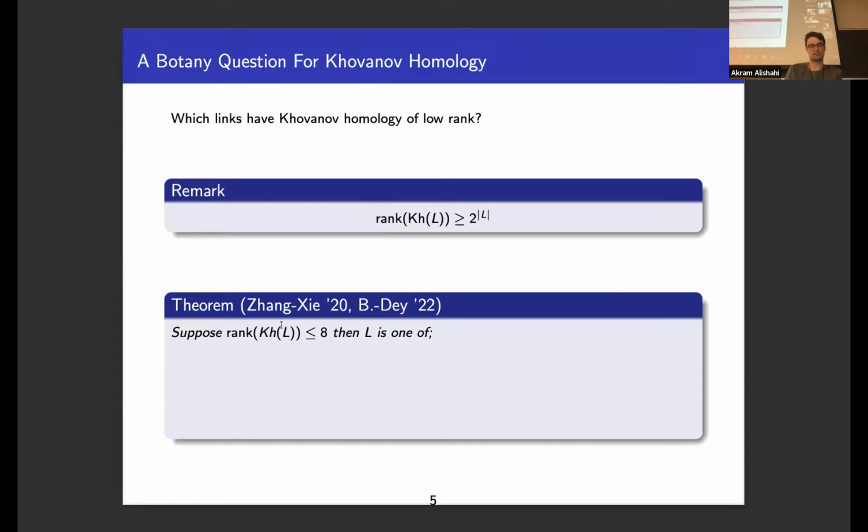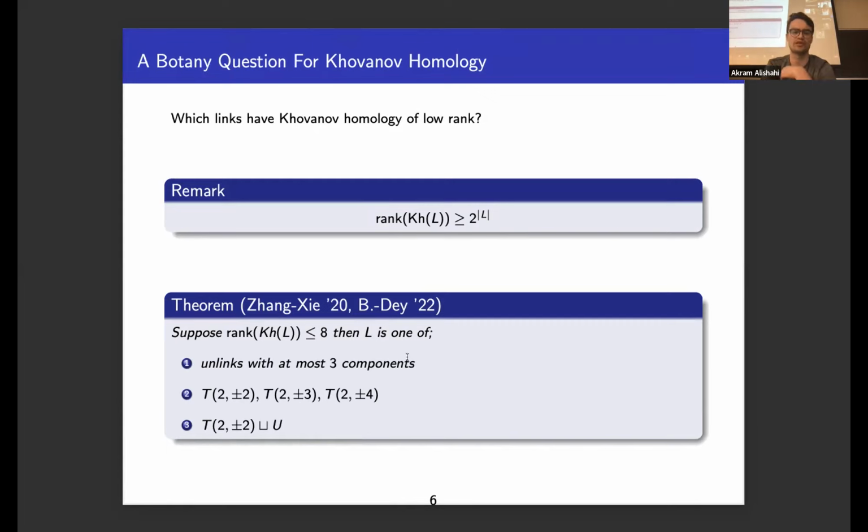If we have links with Khovanov homology of rank 8, we can classify them. They have to be one of either an unlink of at most three components, a Hopf link, a trefoil, T(2,±4), or a Hopf link disjoint union an unknot. This result was originally due to Zhang and Xie in 2020. I guess their proof uses instanton techniques. We have a different proof, which I'll talk more about now.